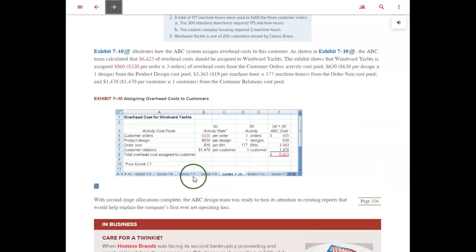So let's allocate these costs to Windward Yachts. So here we go. For Windward, and again, this is being very specific. Now we're allocating costs to a customer. So this customer gave us 3 orders during the year. $320 per order is our cost we calculated. So we're going to allocate $960 to this customer. 1 design, $360, and 177 machine hours that totals $3,363. They are one customer, and so we have $1,470 per customer is the allocation cost.